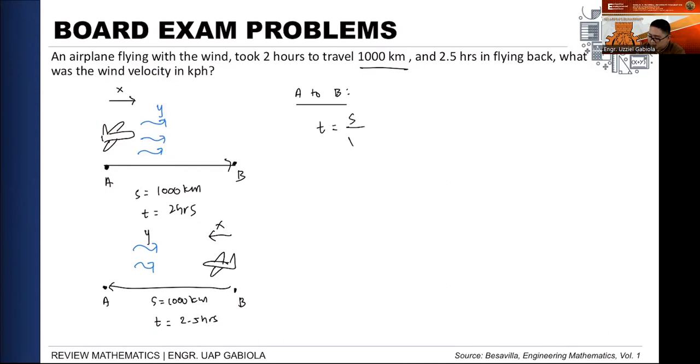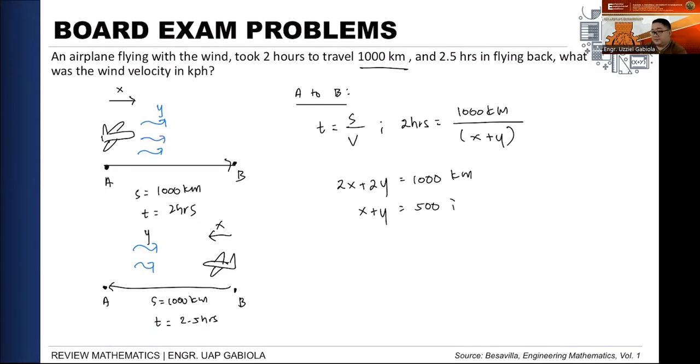Okay? So, yung time natin is 2 hours is equals sa distance natin na 1,000 km all over yung ating velocity na x plus y. Okay? Velocity of both the airplane and ng wind natin. Then pag cross multiply natin, we will have a value of 2x plus 2y is equals to 1,000 kilometers, no? Or pag divide natin all side by 2, we have x plus y is equals to 500. Okay? So ito yung equation 1 natin.